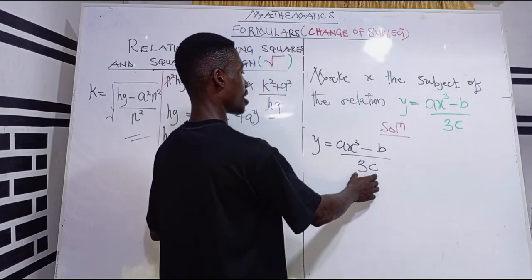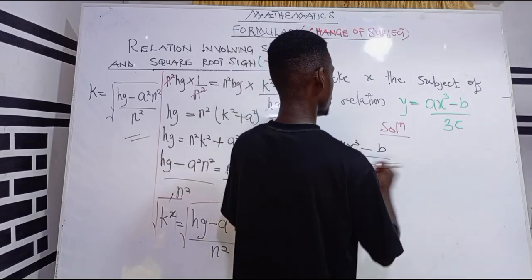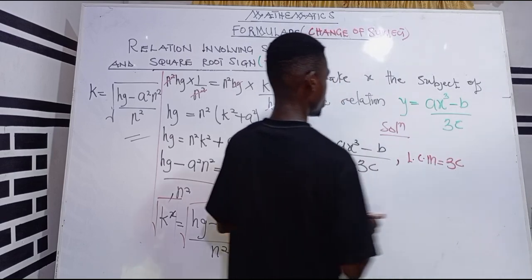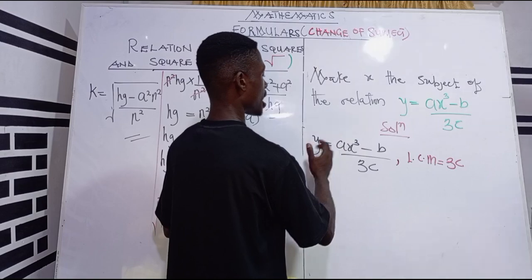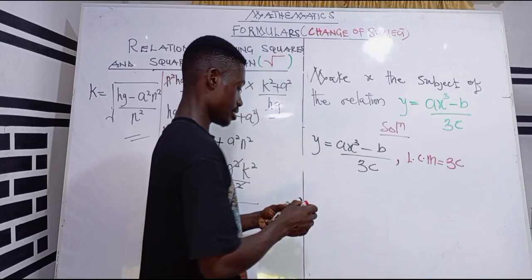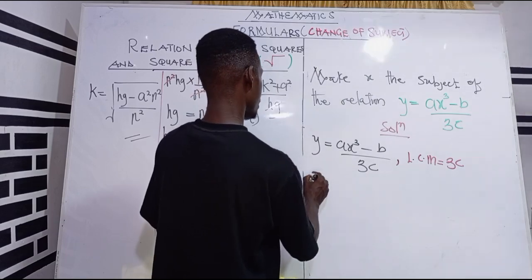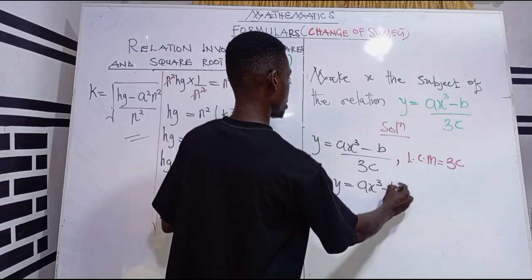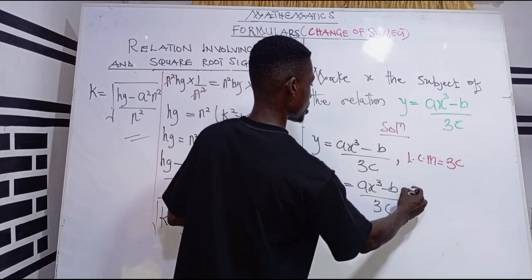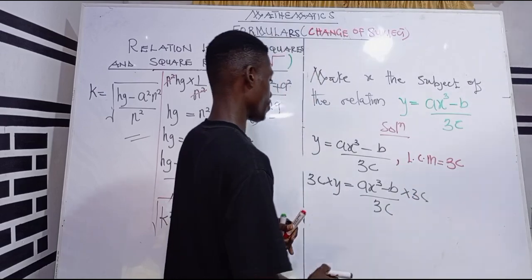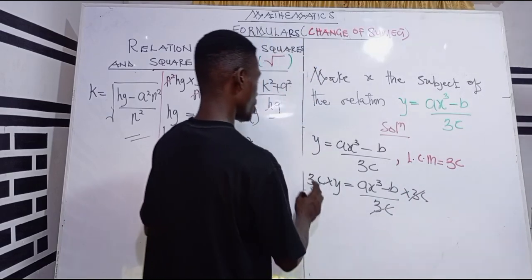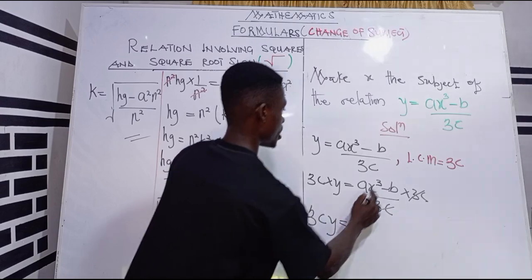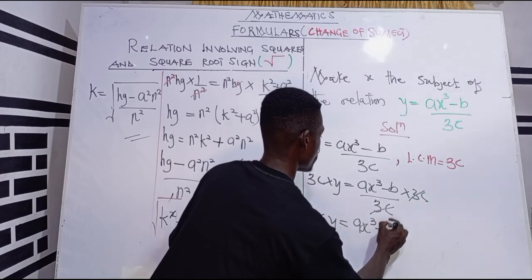So looking at this, our LCM is going to be 3c. Good. So we are going to use the LCM to multiply each term within the formula. So we are going to get 3c times y is equal to ax cubed minus b all over 3c times what? 3c. You can see that this and that will go. We are left with 3c times y will give us 3cy. And then we have ax cubed minus b.